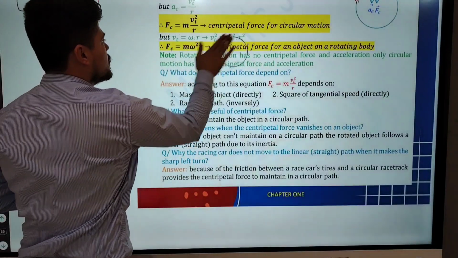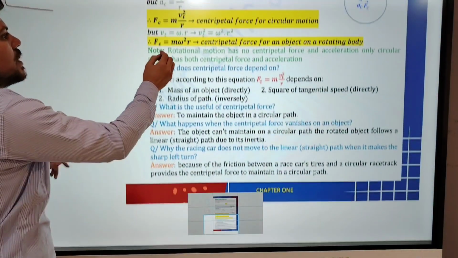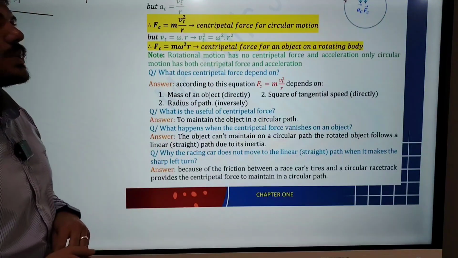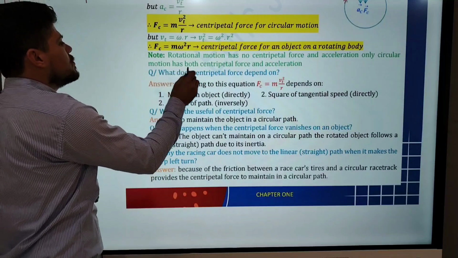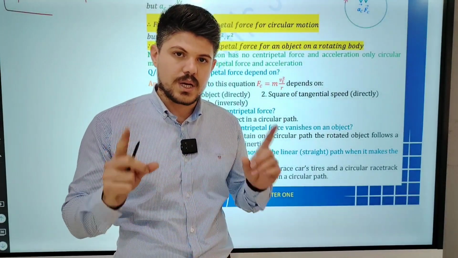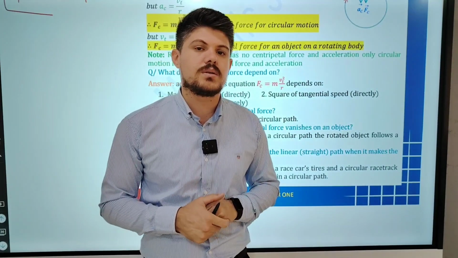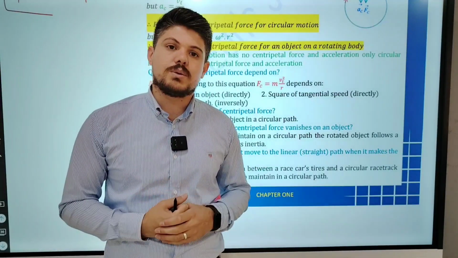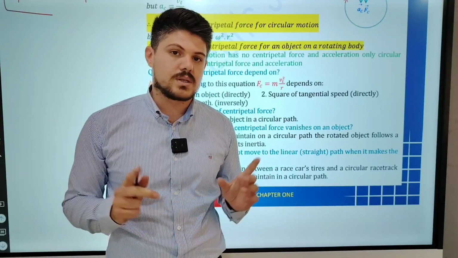We have an important note here. Pay attention, please. Rotational motion has no centripetal force and no centripetal acceleration. Only the circular motion has centripetal force and centripetal acceleration. Be careful, okay? Don't make a mistake, because many students believe that the rotating object also has centripetal acceleration and centripetal force. This is not correct.